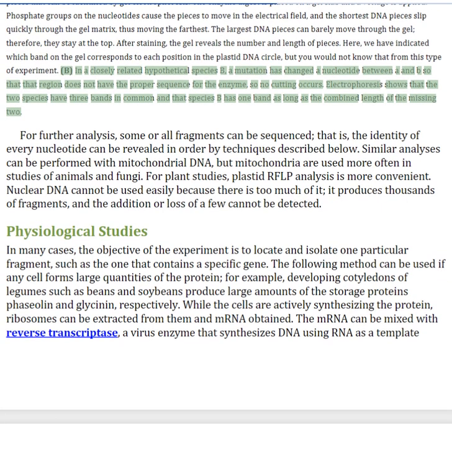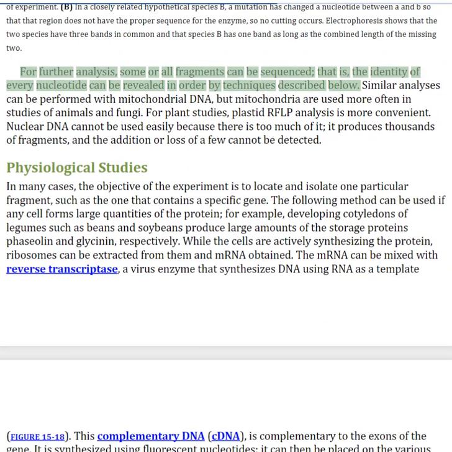In a closely related hypothetical species B, a mutation has changed a nucleotide between A and B so that region does not have the proper sequence for the enzyme, so no cutting occurs. Electrophoresis shows that the two species have 3 bands in common and that species B has 1 band as long as the combined length of the missing 2. For further analysis, some or all fragments can be sequenced, that is, the identity of every nucleotide can be revealed in order by techniques described below.